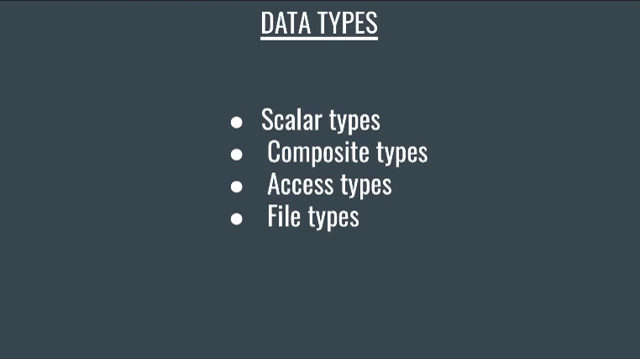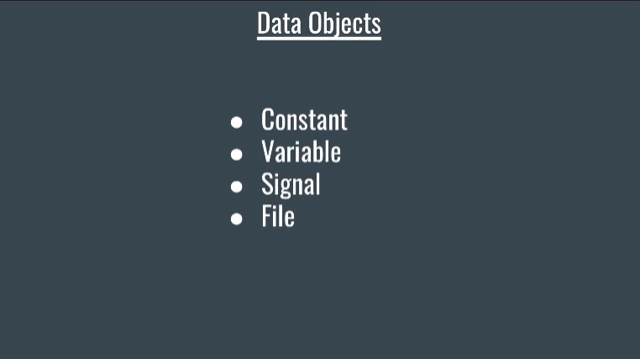Let us discuss the constant. A constant is an object that holds a single value. That means the value cannot be changed during the time of simulation. For example, if the constant count is an integer 5, it cannot be changed. That means the value remains constant without changing.